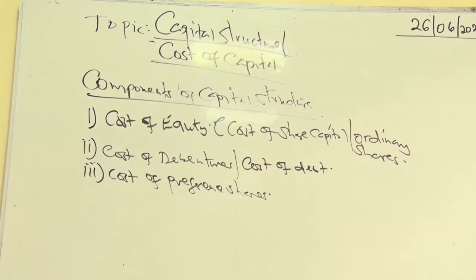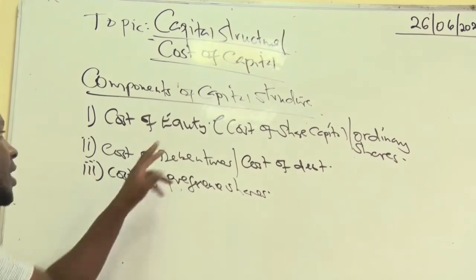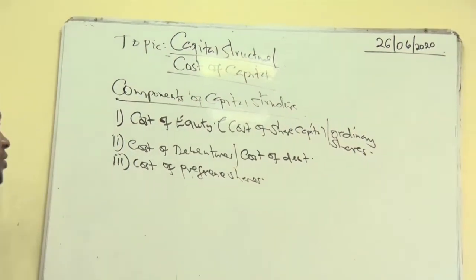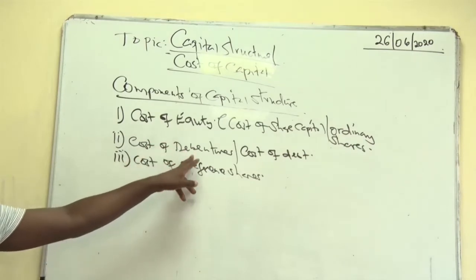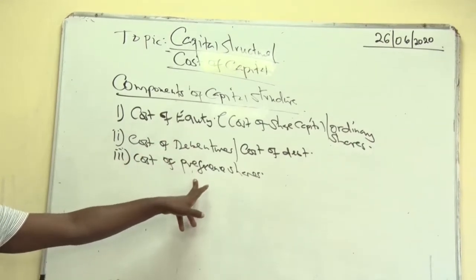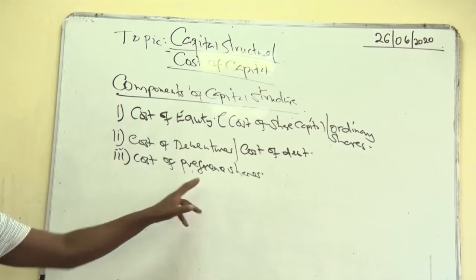So on capital structure, these are the components that make up capital structure. For any capital structure, it must have three components: the cost of equity, the cost of debentures, and the cost of preference shares.